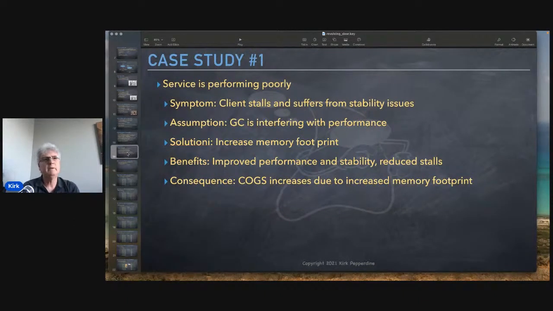So let's take a look at a couple of case studies here. And I've completely lost track of my timing from the whole thing. Yeah, okay, we're good.